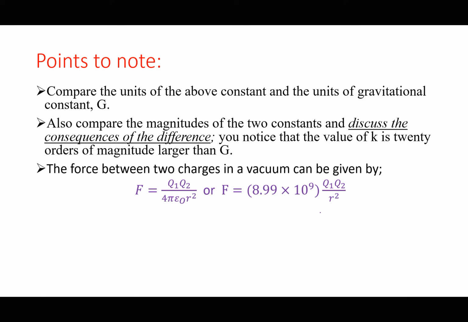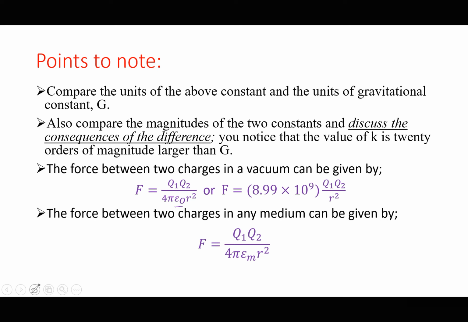Suppose the charges are not placed in a vacuum, or they are placed in another medium. Then we retain our epsilon m, which was the permittivity of the medium. So if the charges are not placed in a vacuum, then epsilon naught is replaced with epsilon m. And this should be taken care of when we are doing our calculations.